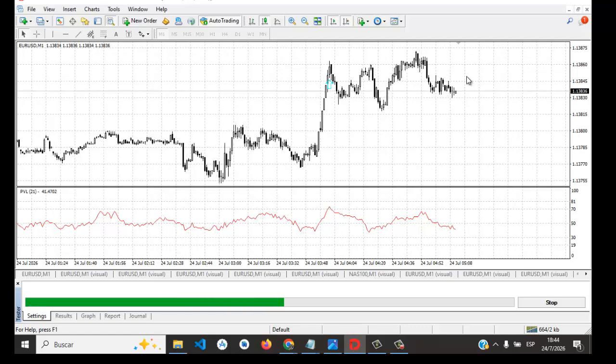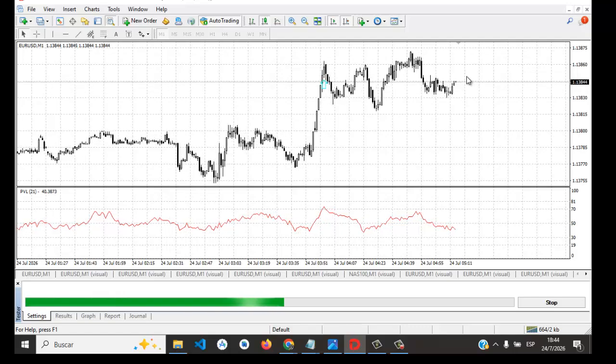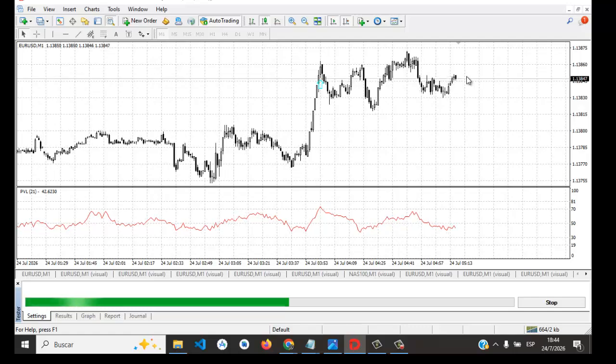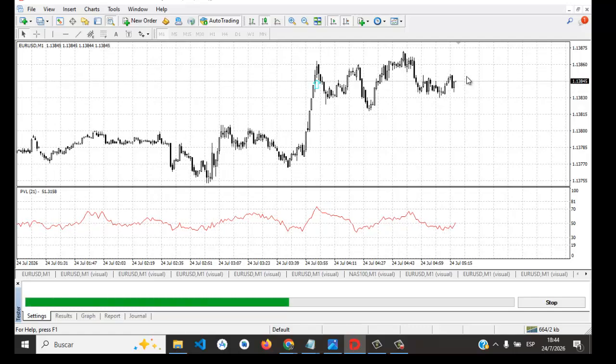Remember, the market is a dynamic entity and we do not know what is going to happen in the future, so you have to take profit in the right moment, or stop loss if you wait too much.